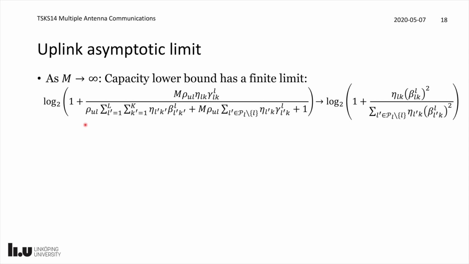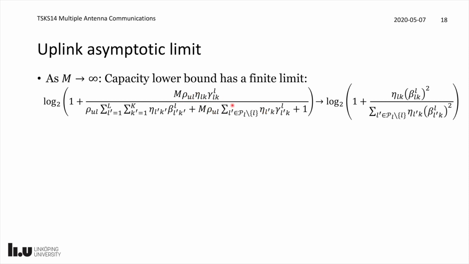So in the uplink, we had this capacity lower bound for user K in cell L, and if you let the number of antennas grow large, it goes towards infinity. We should have a look at the two terms that contain M. It's these two terms. All of the other terms will be negligible compared to these two terms, which means that this ratio will converge to the ratio we get when the noise term and non-coherent interference term disappear. Additionally, the M will of course cancel out each other. Also the rho uplink terms cancel out each other.